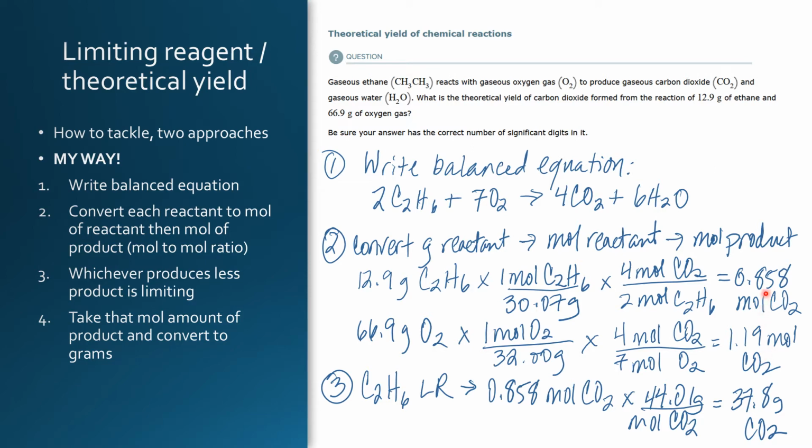Thing is, after we have produced 0.858 moles of CO2, C2H6 will have run out, so we can't make any more. This means that this is the maximum amount of product we can have, and ethane must be limiting. Since ethane is our limiting reagent, we say, okay, 0.858 moles of CO2 times its molar mass gives us 37.8 grams of CO2, and that, ladies and gentlemen, is our theoretical yield.